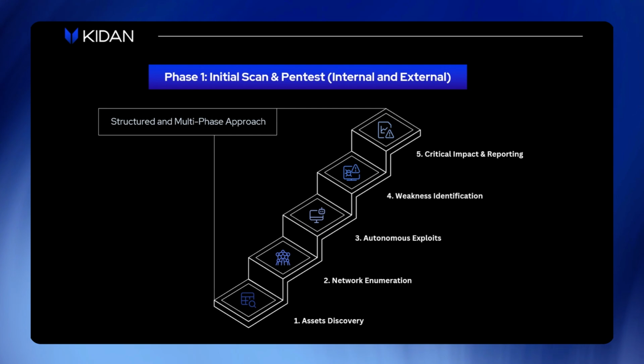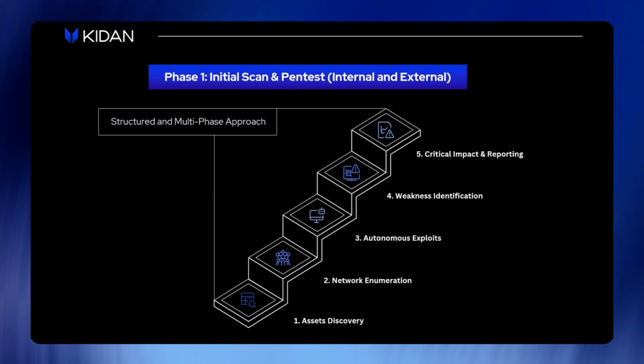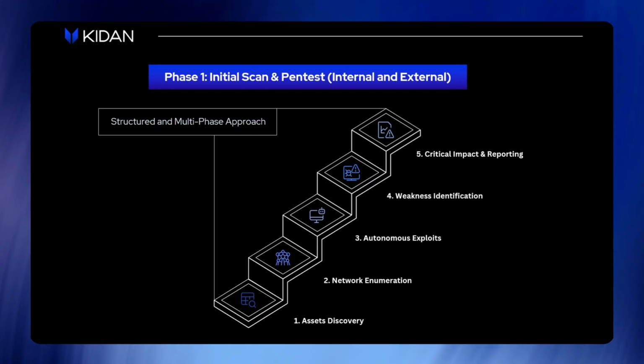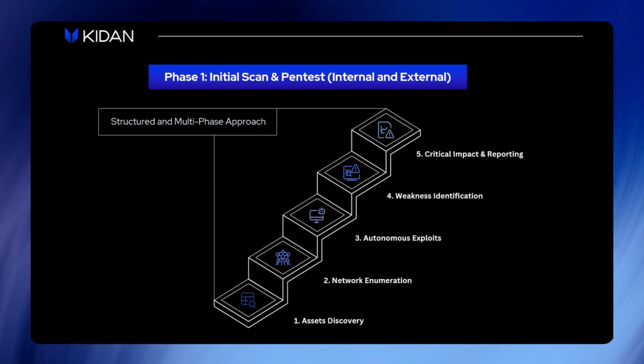Then we move to the third step, which is the autonomous exploits. Based on these findings from the enumeration step, CyberStrike attempts a controlled exploitation method to validate whether the identified weaknesses are actually exploitable or not. This can help to make a difference between theoretical vulnerabilities and real attack opportunities.